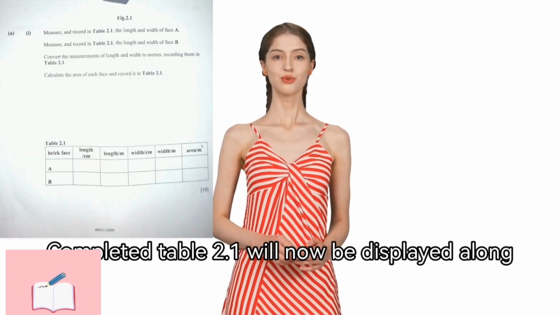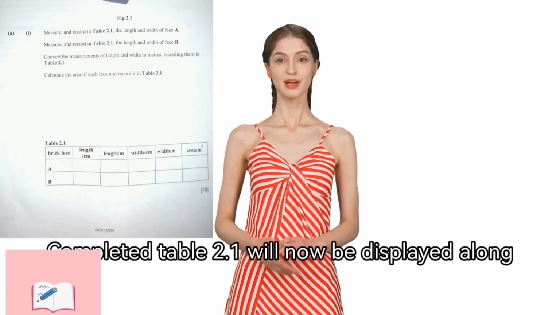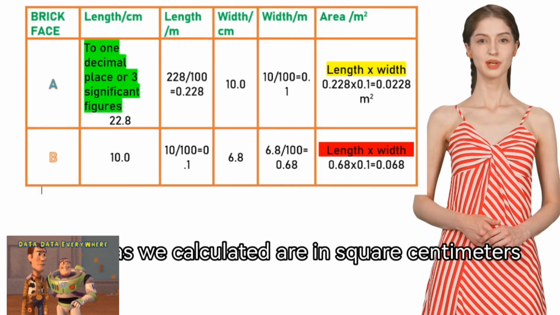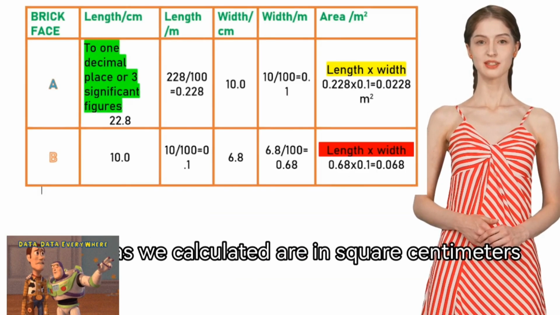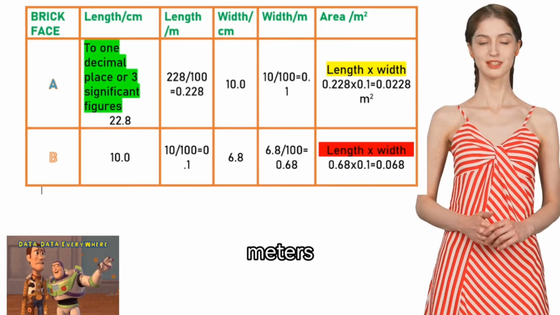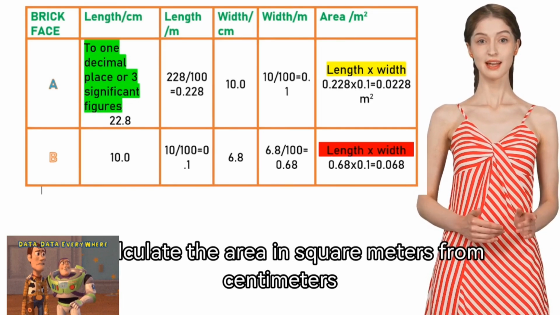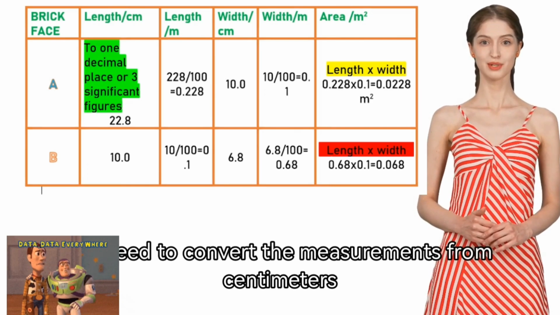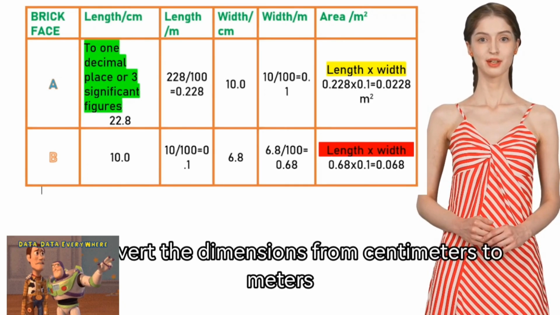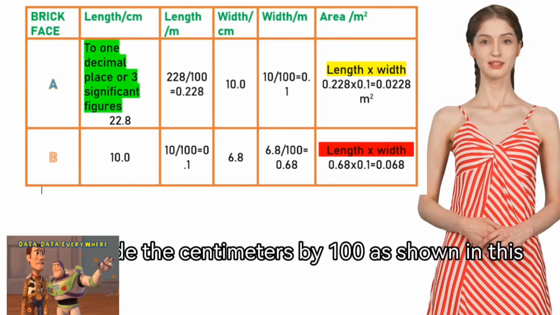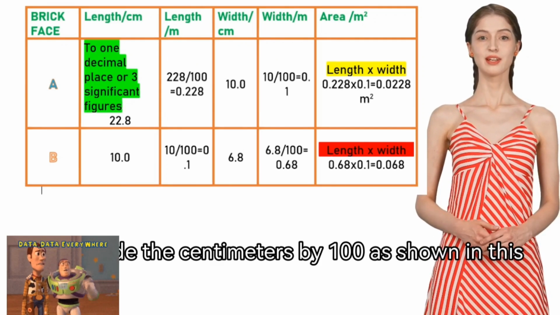Completed Table 2.1 will now be displayed along with some further explanations. The areas we calculated are in square centimeters, but in Table 2.1 area results are required in square meters. So, to calculate the area in square meters from centimeters, you need to convert the measurements from centimeters to meters. To convert the dimensions from centimeters to meters, you divide the centimeters by 100 as shown in this table.